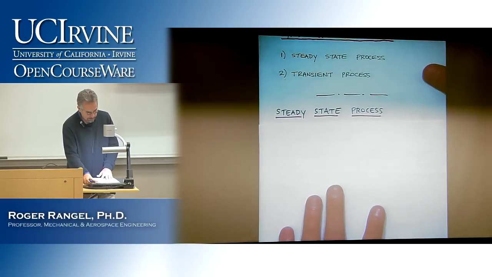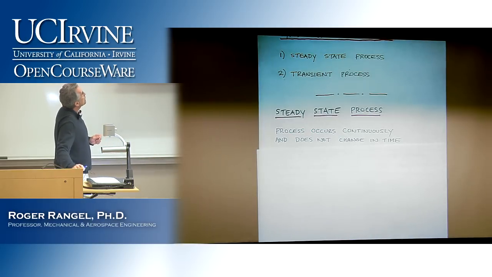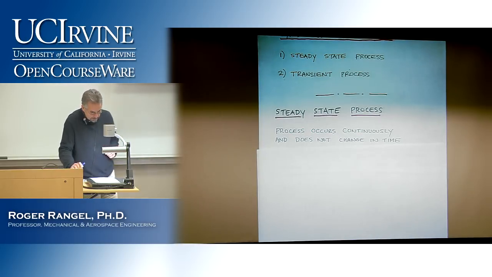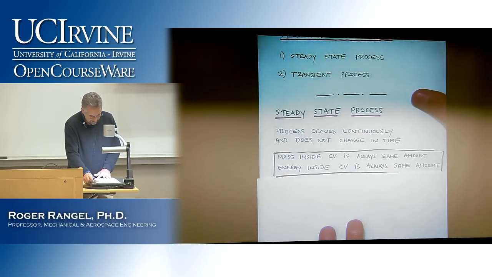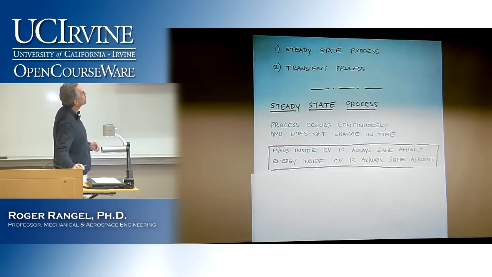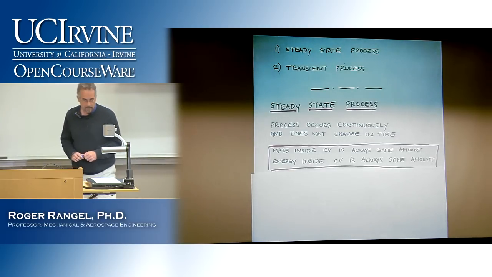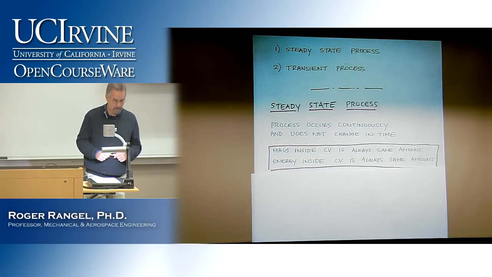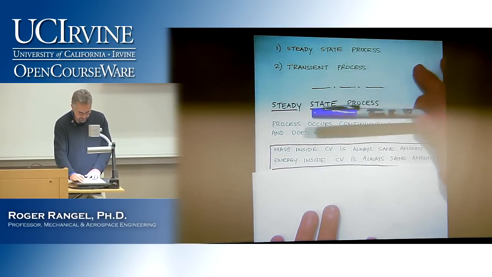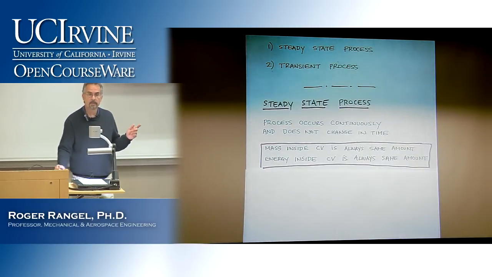So in the steady state, what happens? Remember, the key is that the process occurs continuously and does not change in time. If the process doesn't change in time, then I can say that the mass inside the control volume is always the same amount, and the energy inside the control volume is always the same amount. What does that do for me? If these statements inside this red box are true, what happens to my equations?